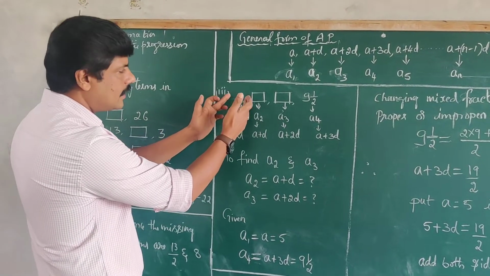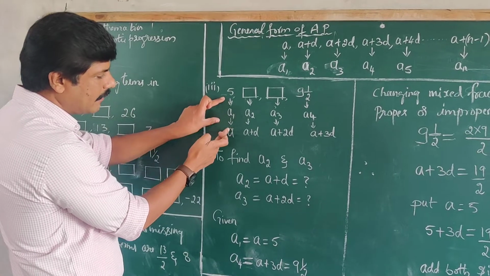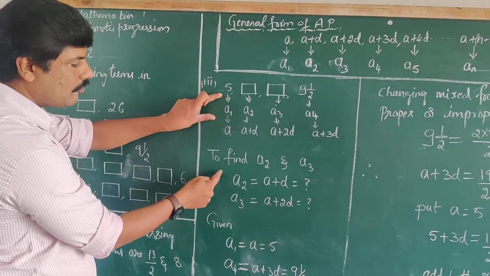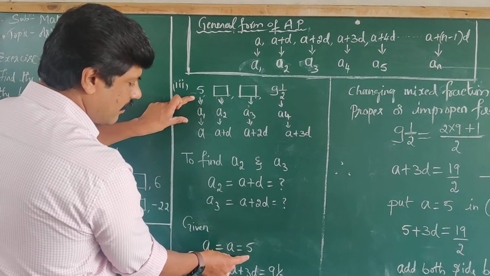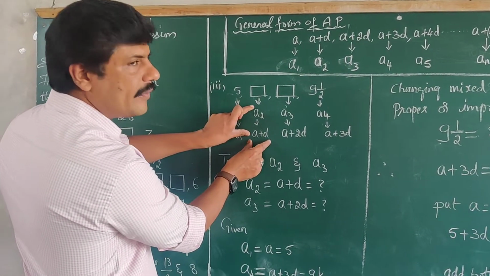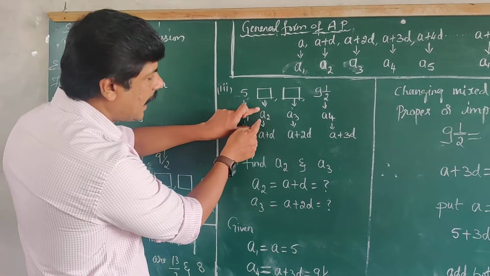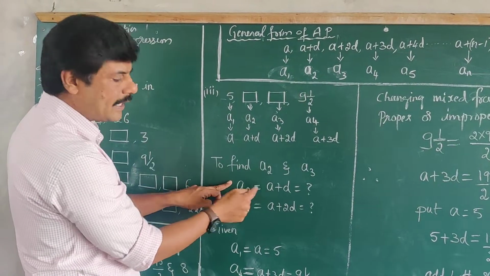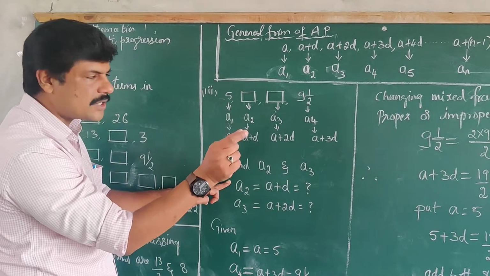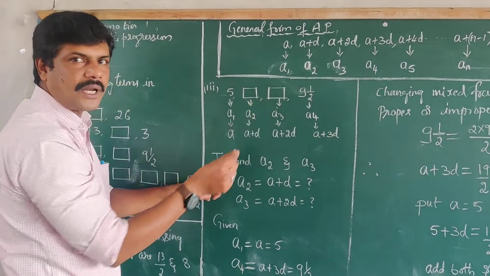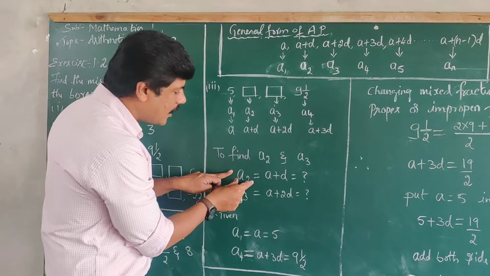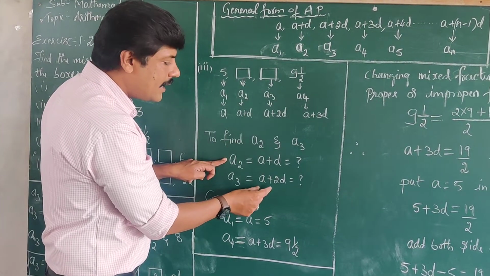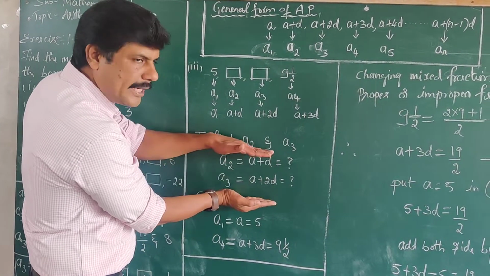As usual, you know that the first term, A1, is nothing but A. A is already given: A is equal to 5. A2 we do not know, we have to find. What is A2? A2 is nothing but A plus D. The missing terms are A2 and A3, which we need to find. A2 is A plus D, and A3 is A plus 2D.